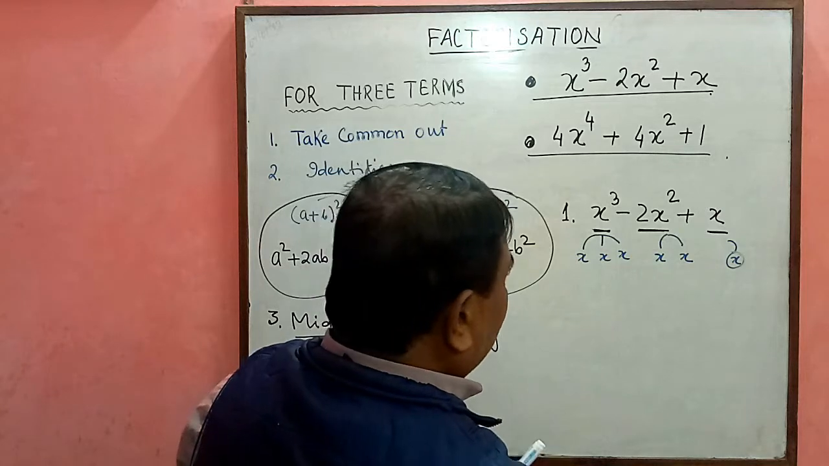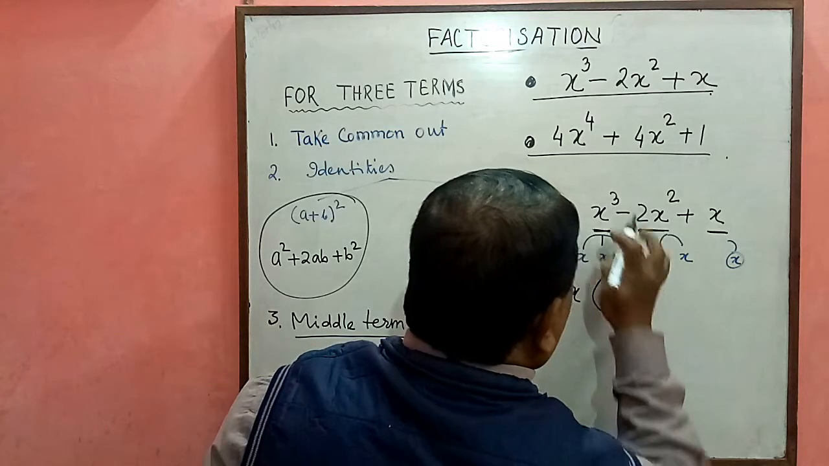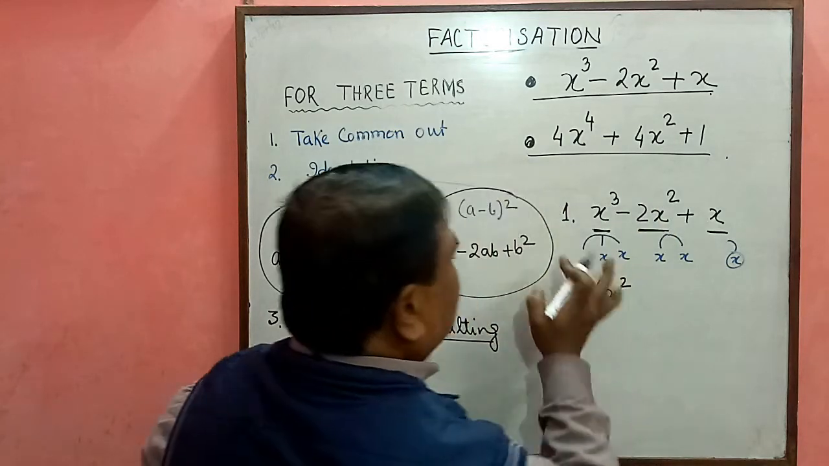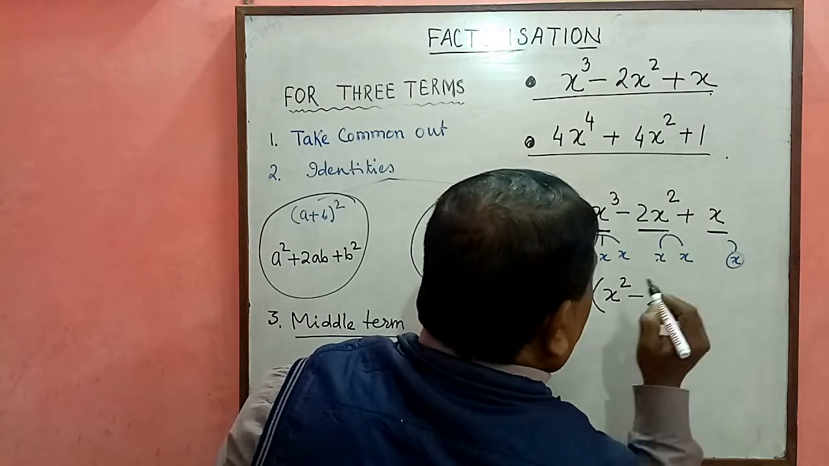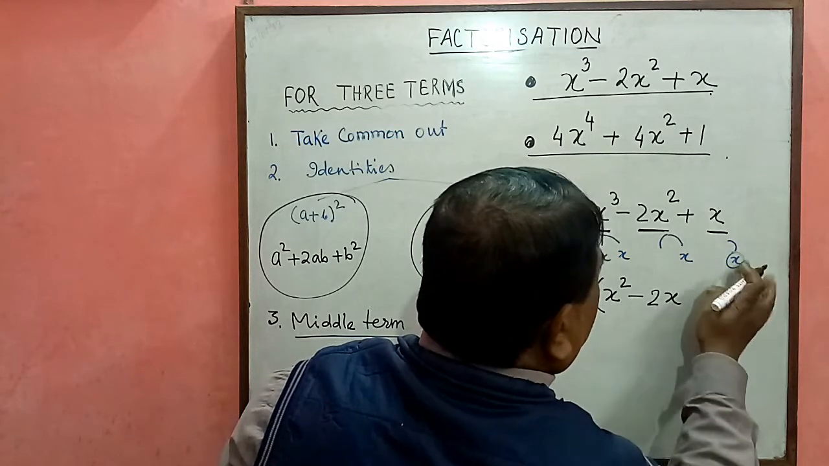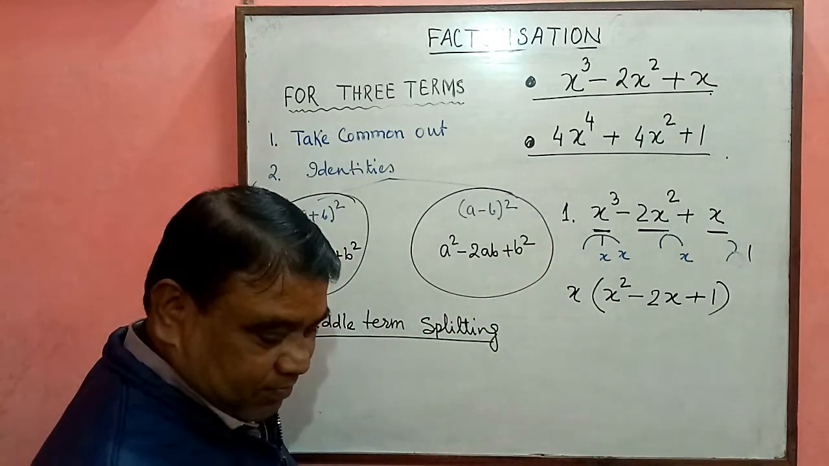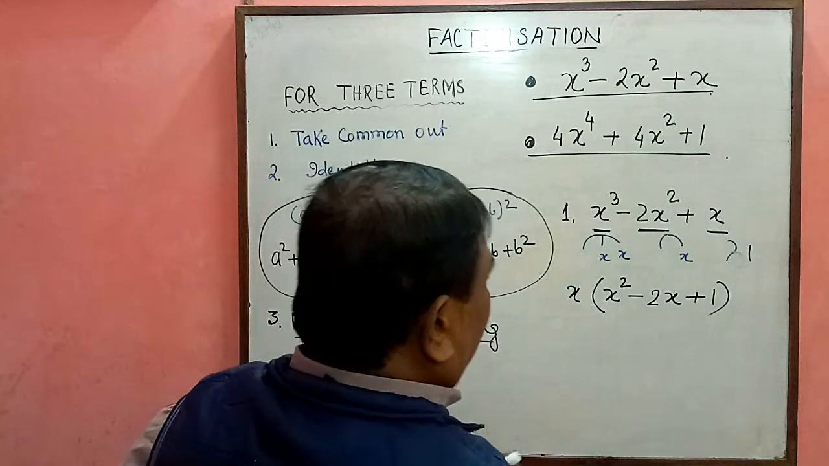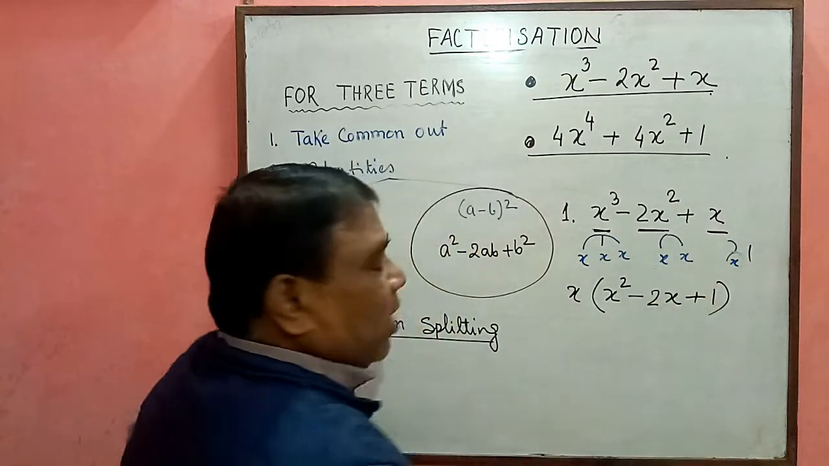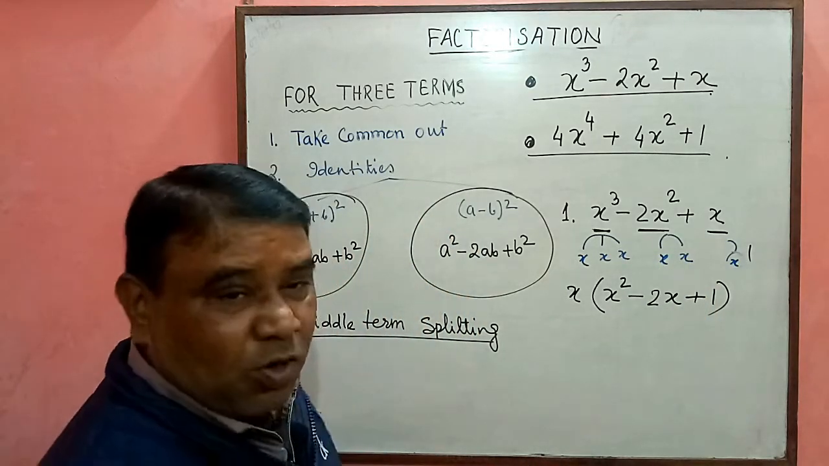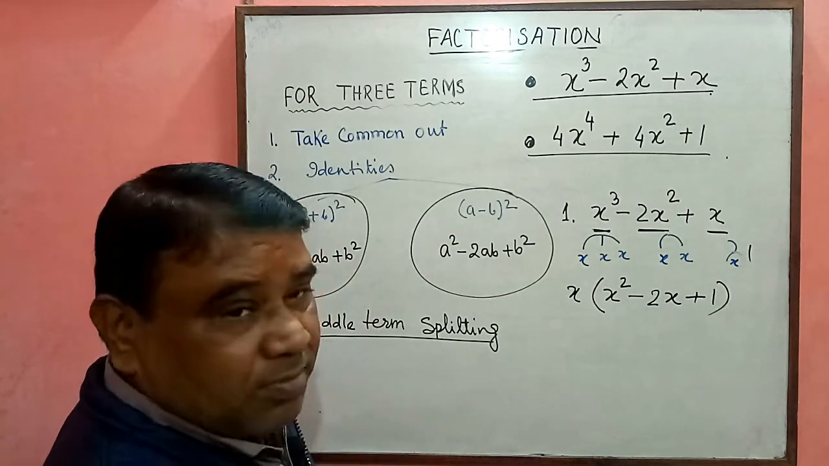So I am taking x common out, then putting a bracket. Now x cube by x gives x square, then it is minus 2x, and x divided by x is 1, so that means plus 1. This will be here. So I hope you are following nicely. Please do continue watching my video so that you will get to know the whole factorization today.